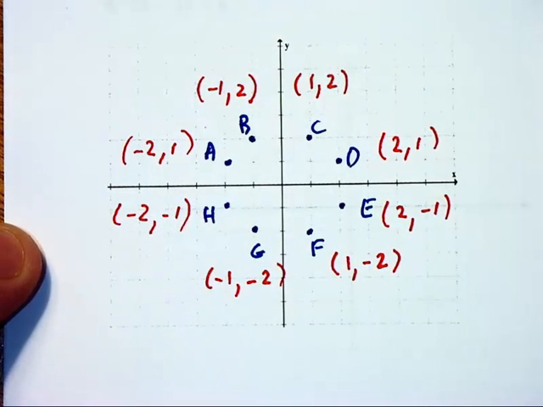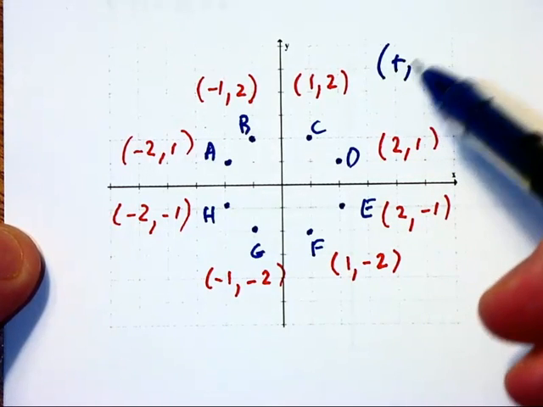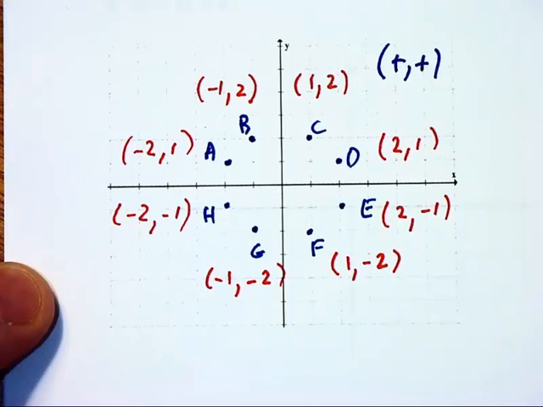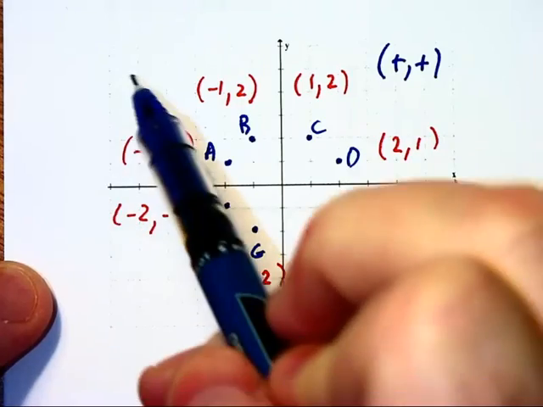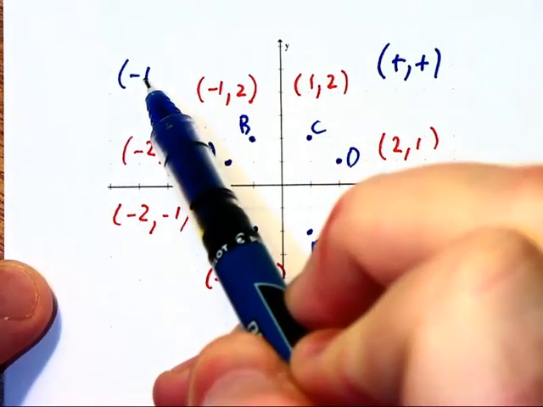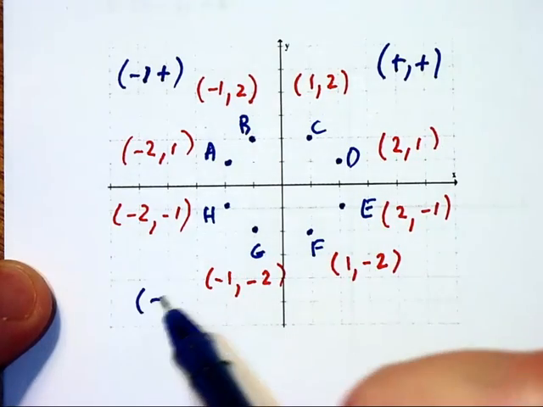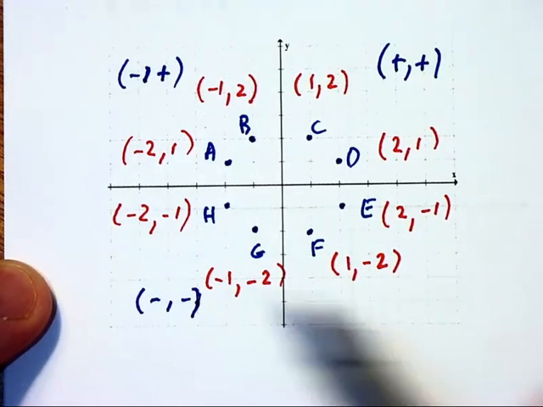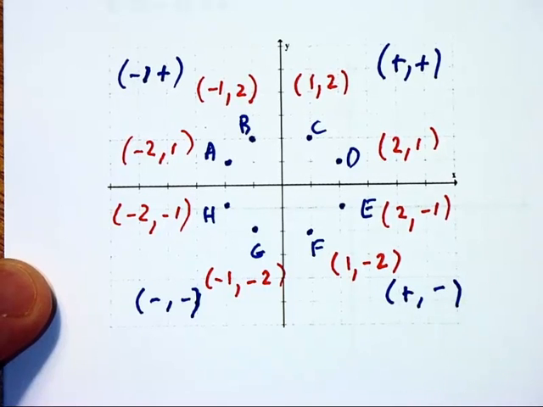Note that in the first quadrant, both numbers are positive, so all values in the first quadrant will be of a positive, positive form. In the second quadrant, the first coordinate will be negative and the second will be positive: negative, positive. In the third quadrant, both values will be negative. And in the fourth quadrant, it will be of the form positive, negative. And those will always be the signs of the coordinates located in those quadrants.